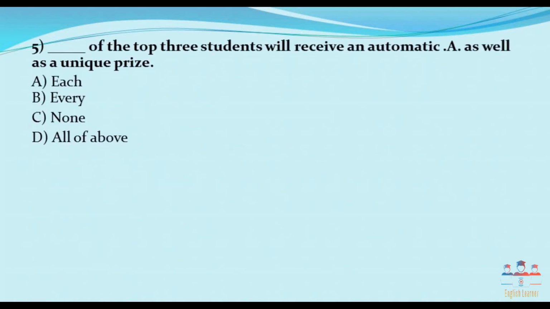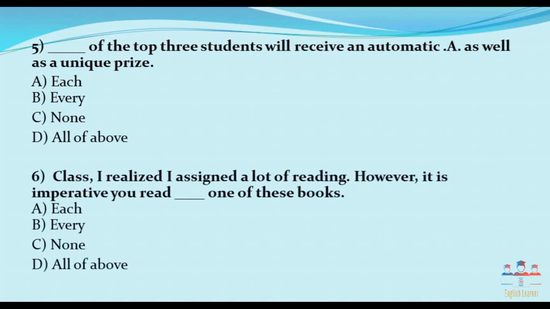Next, number 5. "Dash of the top 3 students will receive an automatic A as well as a unique prize." It means the top 3 students are going to receive the grade A as well as a unique prize. So now 3 students are here and we are going to talk about them individually. So you are going to select the correct option. Option A is each, option B is every, C is none, and D is all of the above.